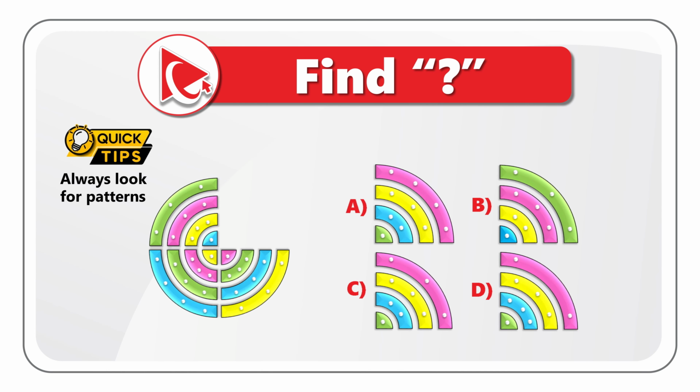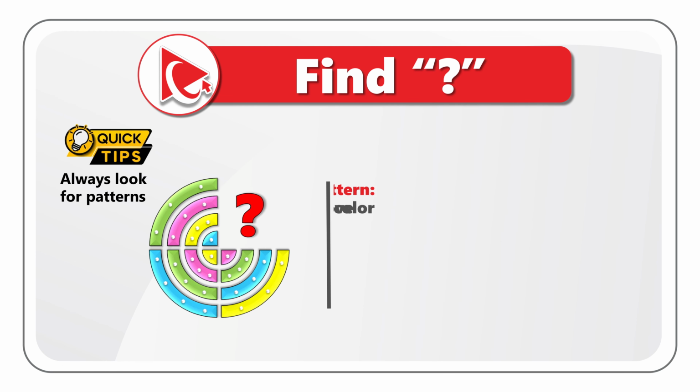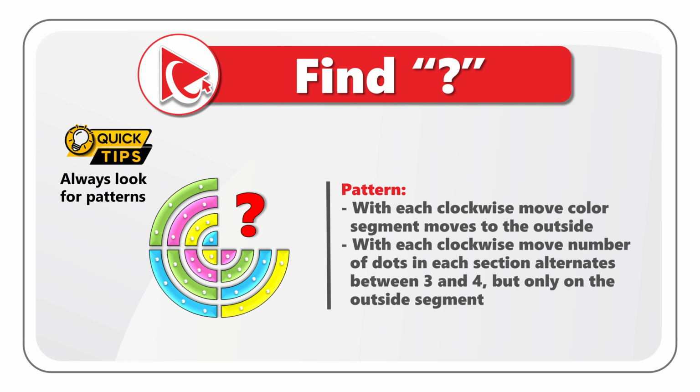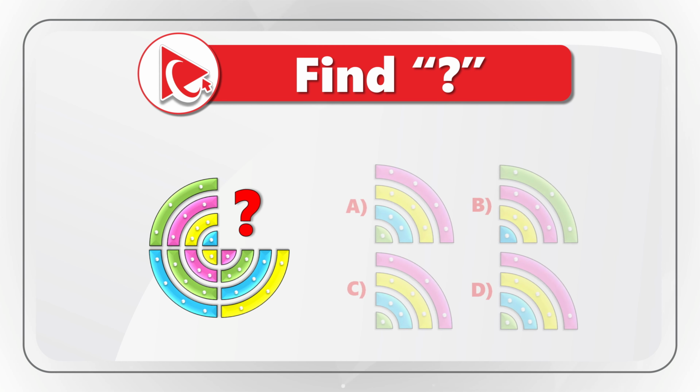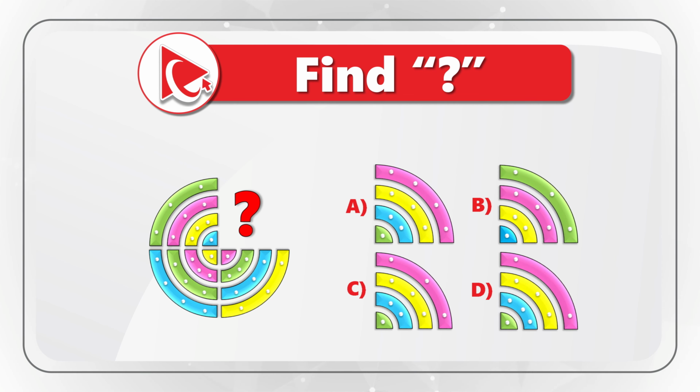If you're a frequent visitor to this channel, which you probably are, you are well aware that to solve these types of challenges, you need to understand the pattern. And the pattern here is that with each clockwise move, the color segment moves to the outside. Let's look at the example. For the three segments that we see on the screen, let's assign clock values. For example, we will have 5 o'clock, 7 o'clock, and 10 o'clock sections.